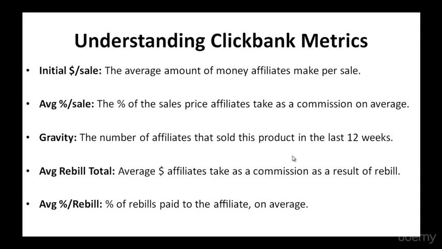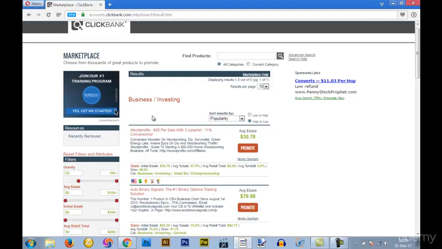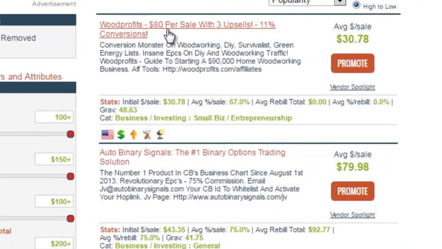Alright, so let me show you how that works. We are in the marketplace. We are on the ClickBank marketplace right now. So I'm going to use this product, Wood Profit, as an example to illustrate this.